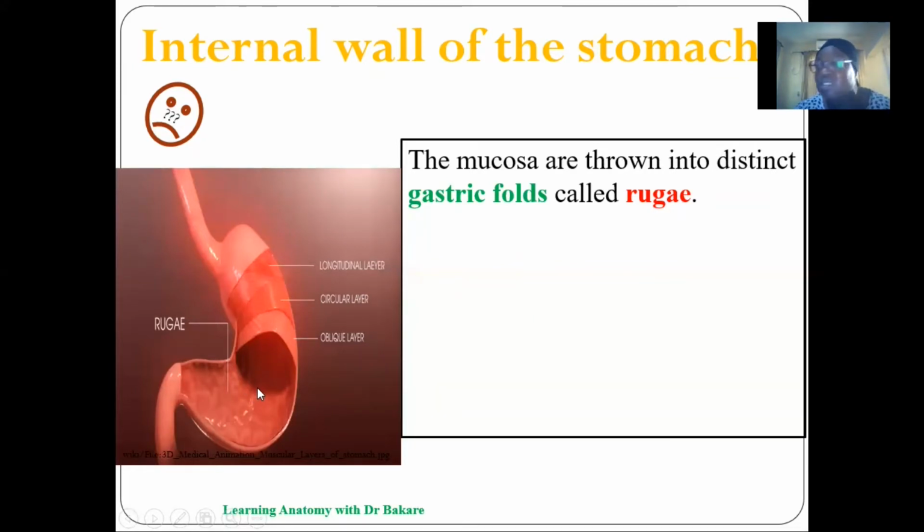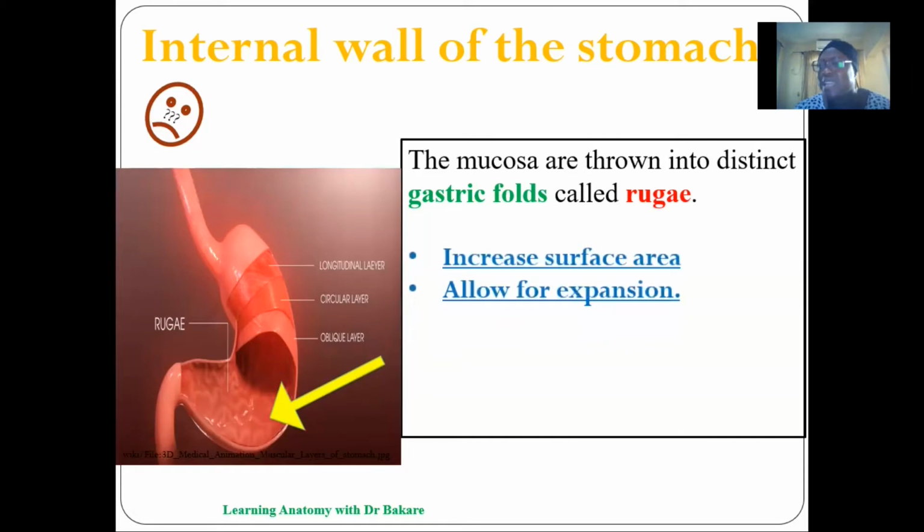And these folds are like distinct elevations and depressions. These are called gastric folds or rugae. This is the internal wall of the stomach thrown into folds. The rugae help to increase the surface area of the internal wall of the stomach.